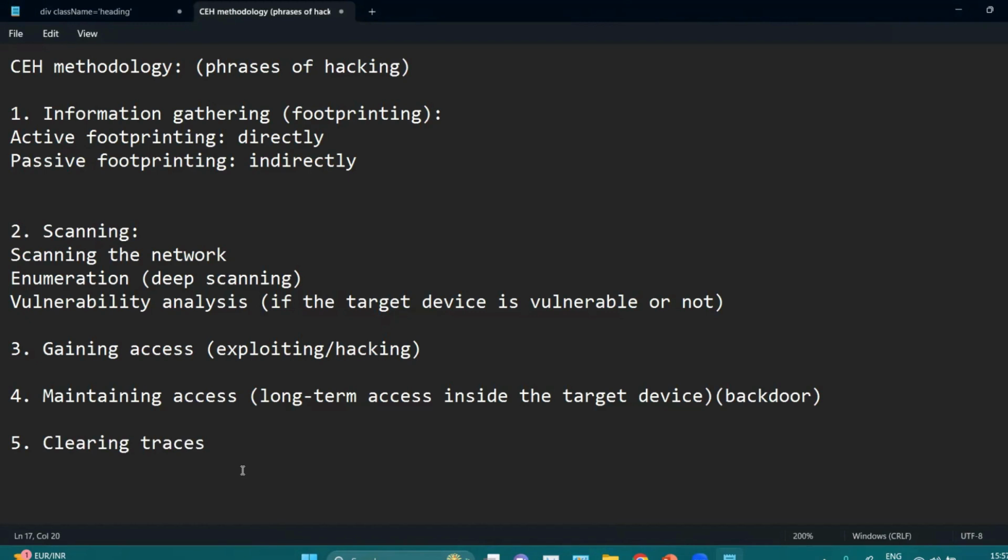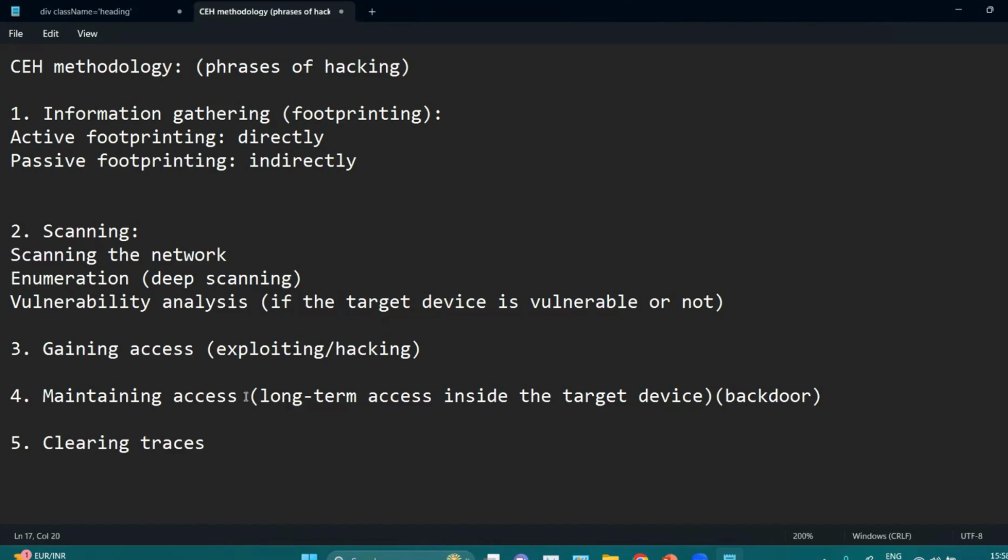For example, you want to hack any device. You can start from information gathering, then move on to scanning the network, then enumeration, and then vulnerability analysis. After the vulnerability analysis, you will get an idea about your target device, which is like you will check if the device is vulnerable or not. If it is vulnerable, then you can find the vulnerability. And if you manage to find any vulnerability inside the target machine, then you can simply gain access inside that machine. That is gaining access.